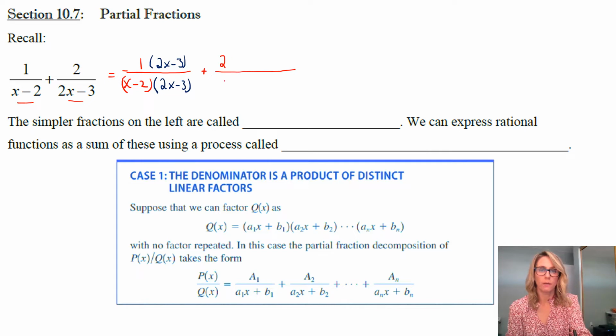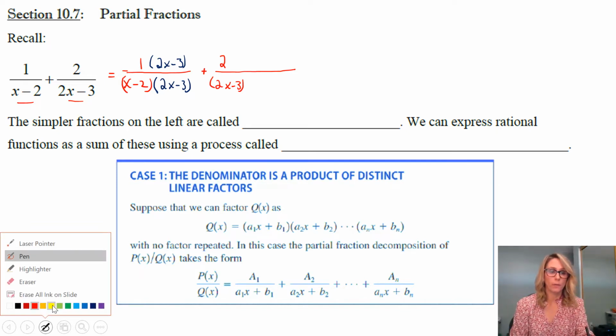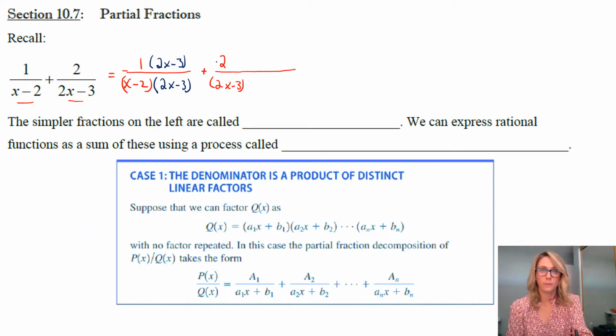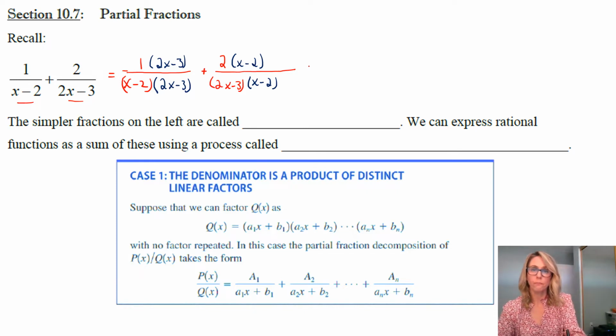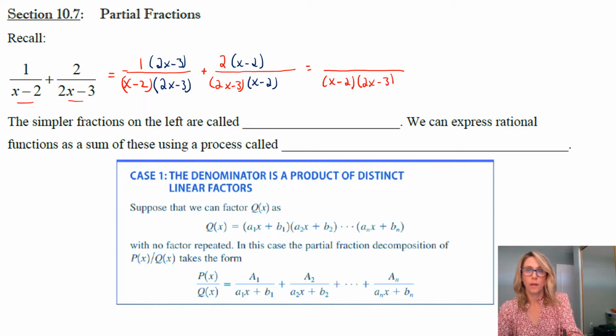I will need to give both numerator and denominator the denominator that it doesn't have, so x minus 2, and then to not change it, we multiply the top by that as well. And then we just combine, and it's going to create one fraction. So adding them together is going to give us x minus 2 and 2x minus 3 in the denominator, and then in the numerator we will have 2x minus 3.